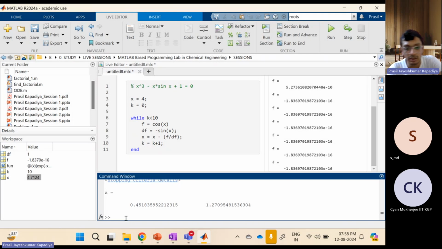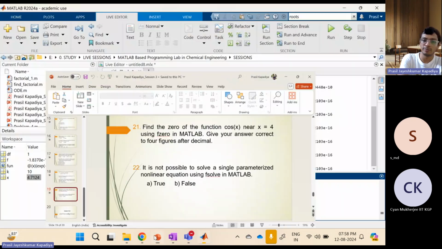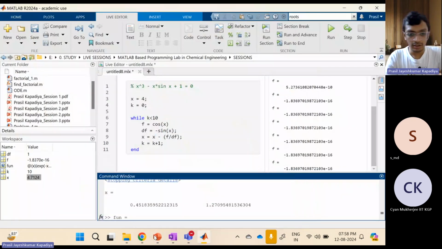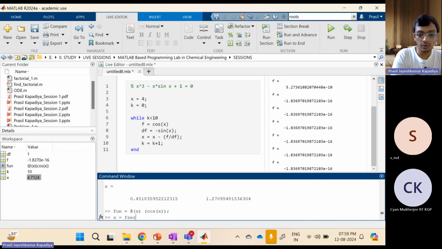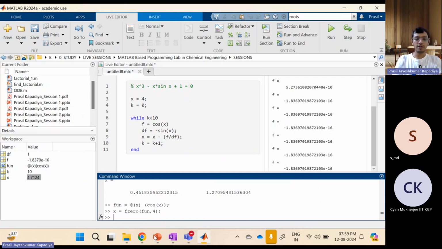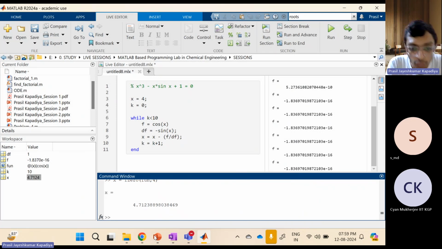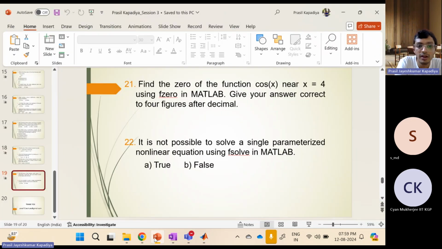Let's do this using the fzero command. x is equal to fzero of function, cos of x, comma, initial guess 4. We'll get the same answer. Nothing to be surprised about. 4.712388. That is exactly 4.7124. So this is how we can do this. Okay, this question number 22, let's leave it for now.